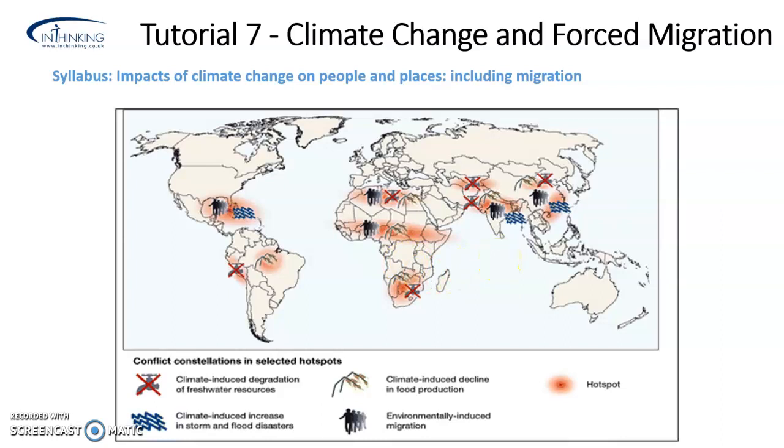and LIC countries. So we've got environmental degradation of fresh water, we've got climate-induced increase in storms and flood disasters, we have a decline in food production, and then we just have environmentally sensitive areas which are pushing people to migrate. And the thing I would like to say as well is that migration, of course, is very complex.